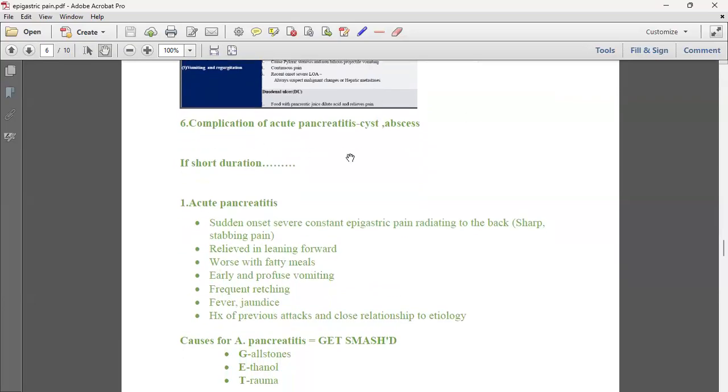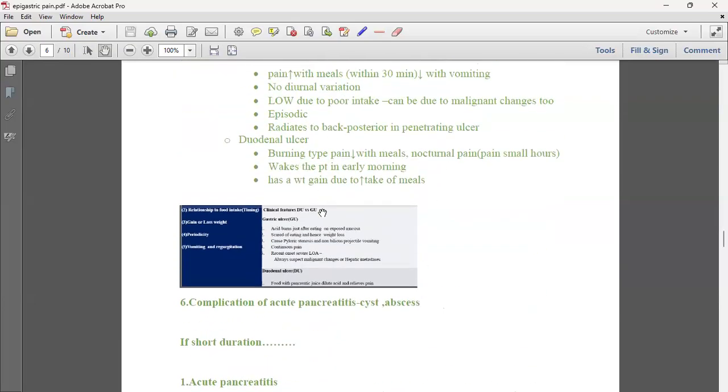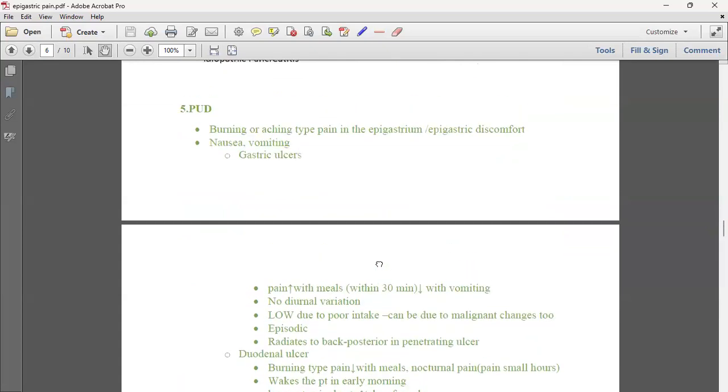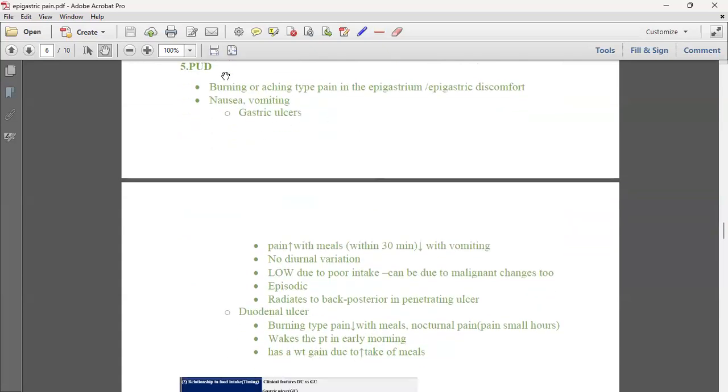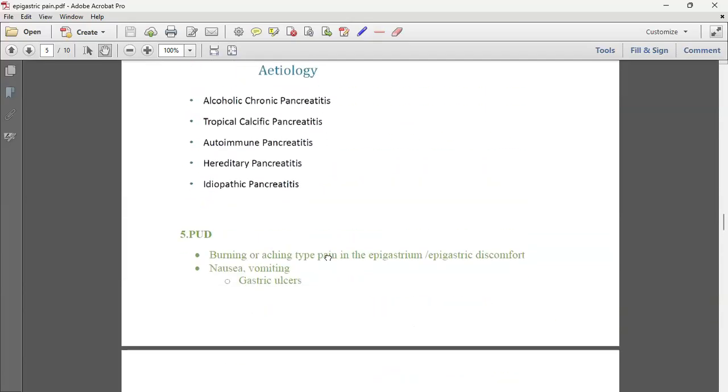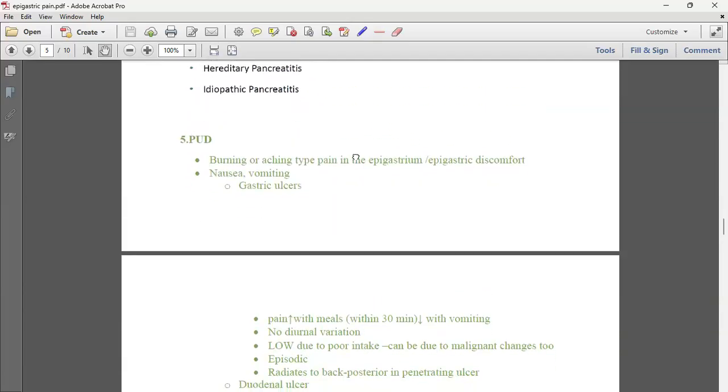Once you identify a possible cause of the epigastric pain, then you have to talk about the etiology, and along with those lines, a complication. So peptic ulcer disease, hemorrhage, stricture formation, malignancy. Those are some complications. You can ask the patient what else happened.